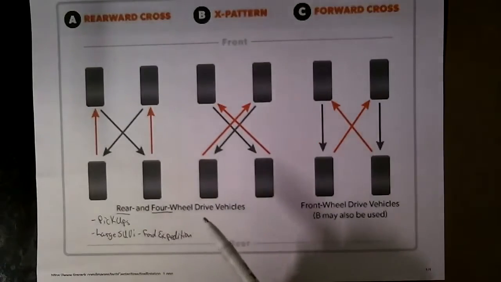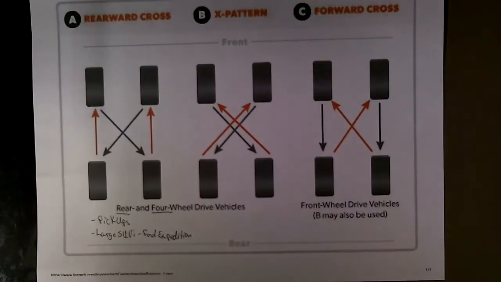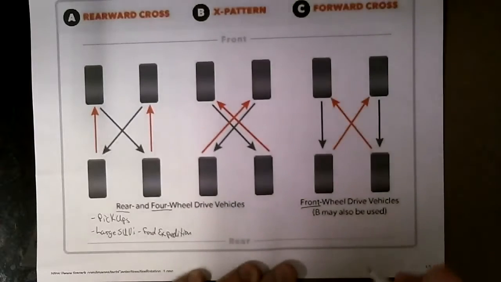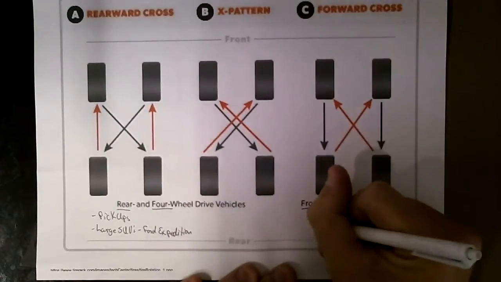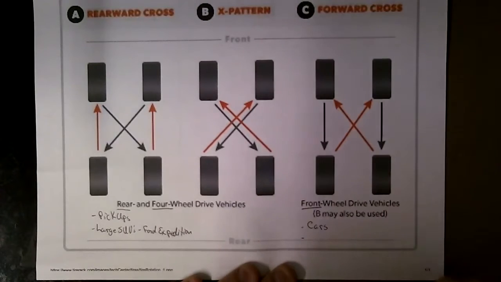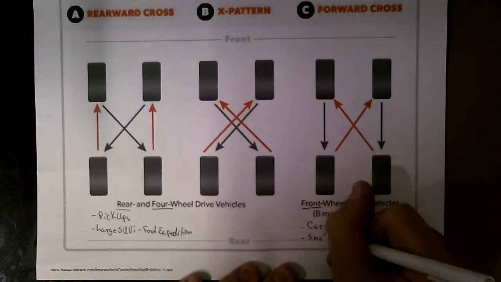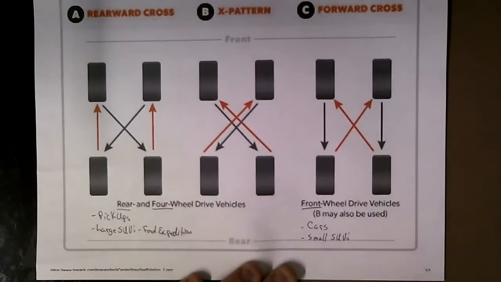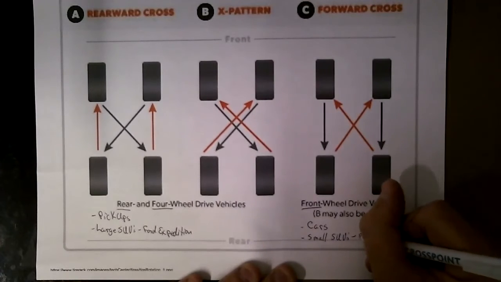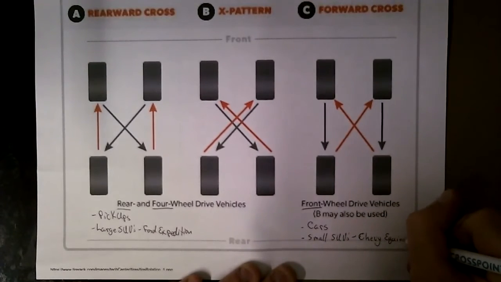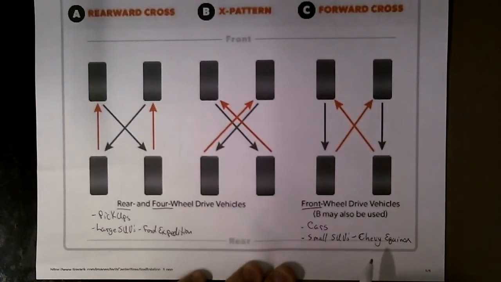This is an option. The next type of cross pattern is for front wheel drive vehicles. Okay, so we have front wheel drive vehicles, or primarily front wheel drive vehicles. So we're looking at cars. Most of your passenger sedans or passenger cars will be front wheel drive vehicles. We're looking at small SUVs that are primarily front wheel drive. So, example here, once upon a time, I had a Chevy Equinox. This vehicle was an all-wheel drive vehicle.